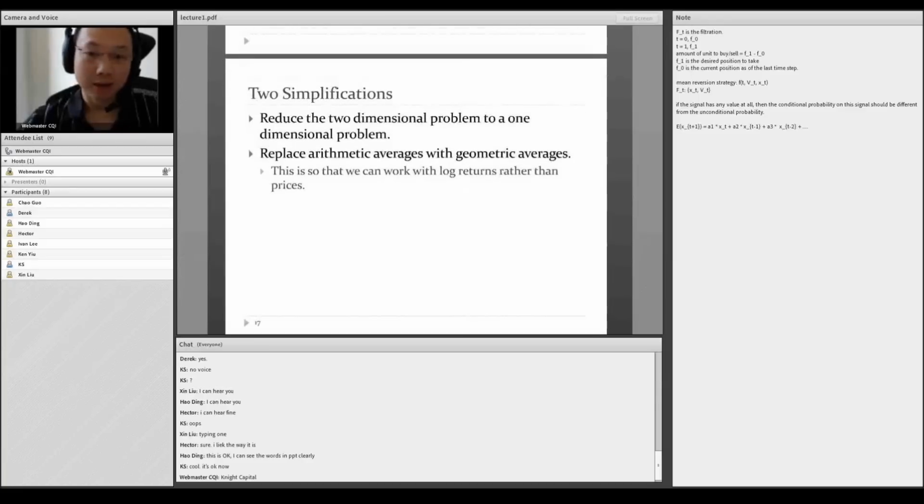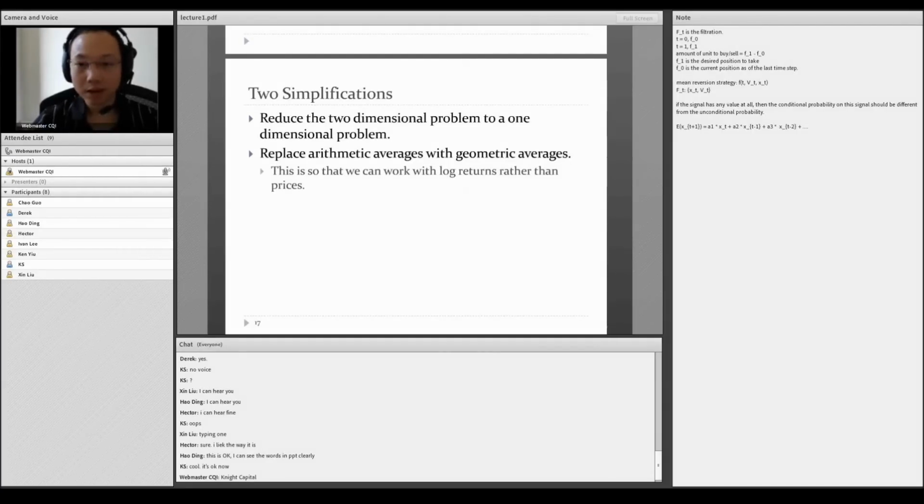Two dimensions is too complicated. Most people cannot think in terms of multiple dimensions. One dimension is easy to visualize and easy to understand. So we reduce the two-dimensional problem to a one-dimensional problem by getting rid of one of the variables.